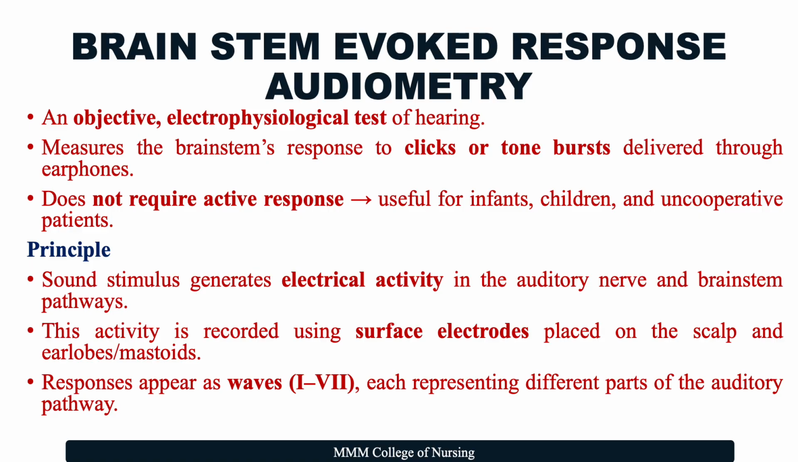Brainstem evoked response audiometry. This is an objective electrophysiological test of hearing. This measures the brainstem's response to clicks or tone bursts delivered through earphones. This does not require an active response, thereby it's useful for infants, children, and uncooperative patients. The principle here is that the sound stimulus generates electrical activity in the auditory nerve and brainstem pathways. This activity is recorded using surface electrodes placed on the scalp and the earlobes or mastoids. Response appears as waves 1 to 7, each representing different parts of the auditory pathway.